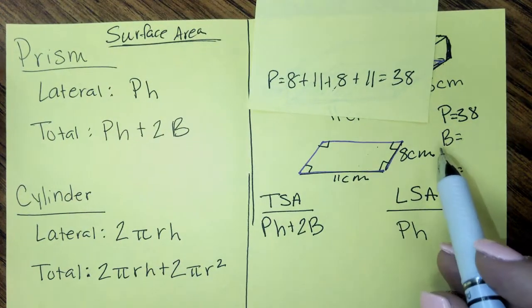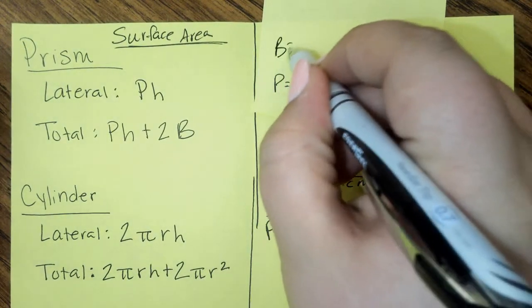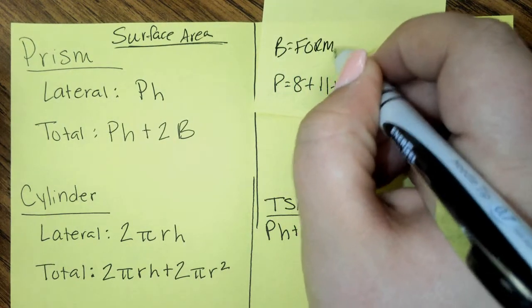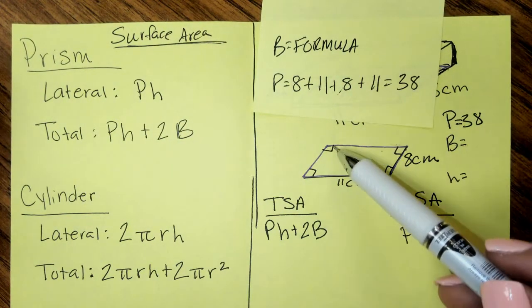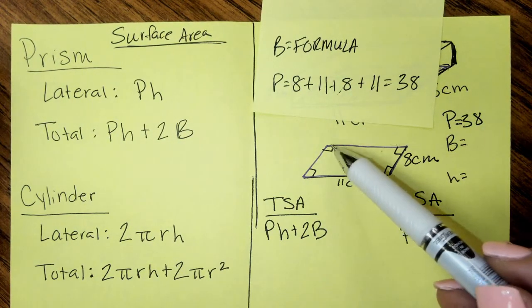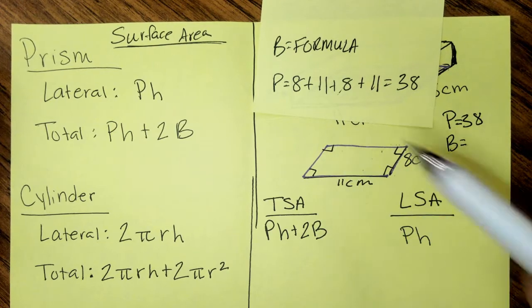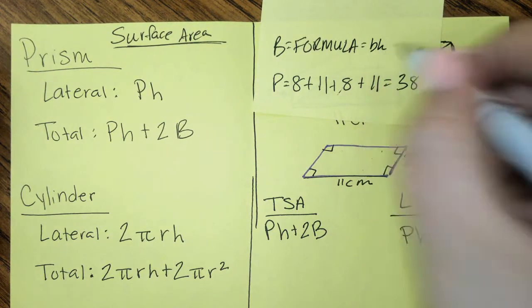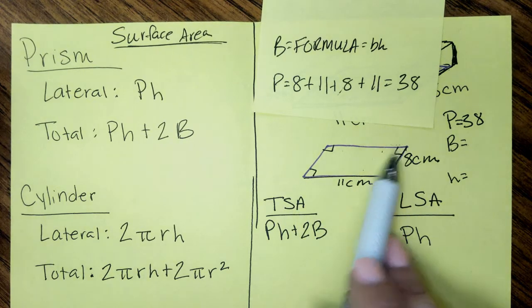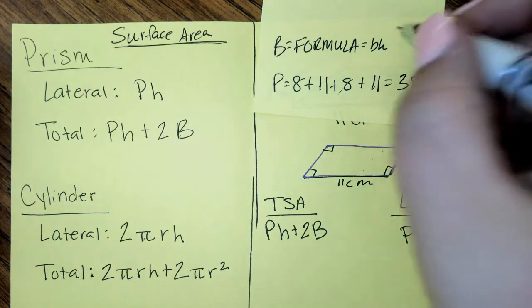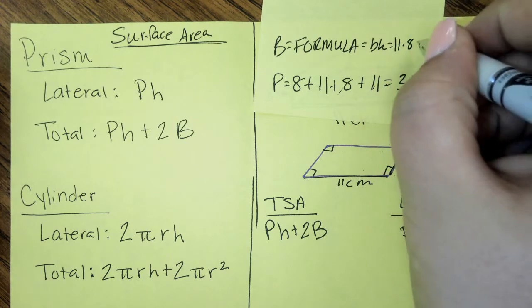To find capital B, that's the area of the base, I have to use a formula. The formula we use to find the area of this shape, that's the area of a rectangle, is base times height. So we're looking at the base times the height of this shape, that's 11 times 8, which is 88.